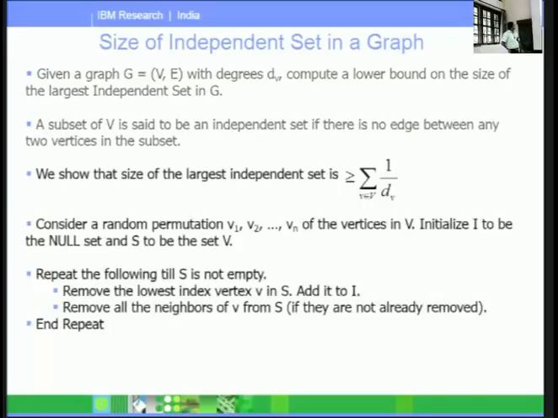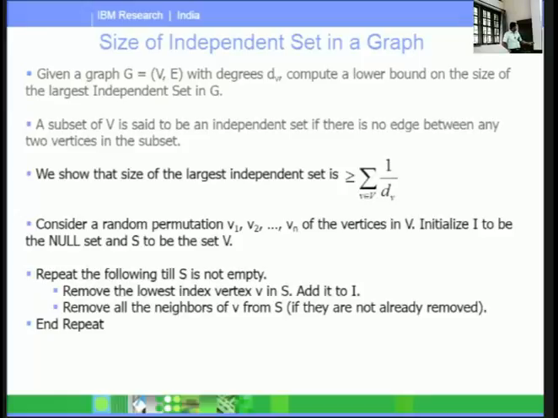So what we are going to do is consider a random permutation of these vertices. There are n vertices in this graph. Let's just order them randomly as v1, v2 to vn. And we are now going to construct an independent set. Obviously we are going to start with an empty set, and at each step, in this case we will start with v1, we will pick v1 to be part of our independent set. We can do it, right? We have not yet picked any vertex, so this can definitely go into the independent set.